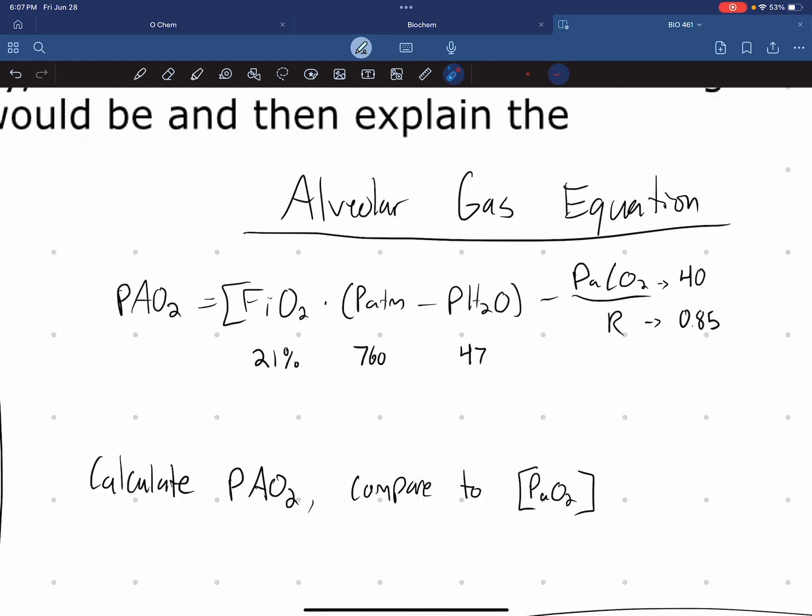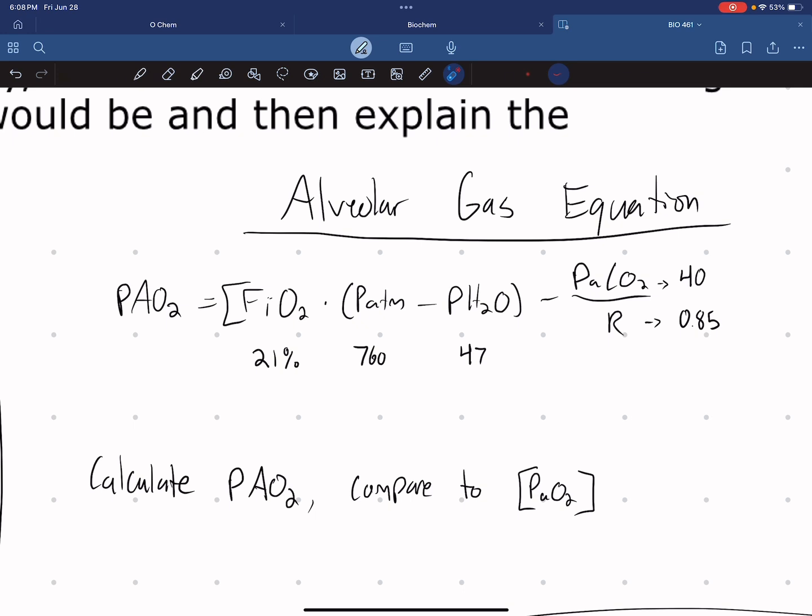So the next thing that we're going to talk about here is the alveolar gas equation. And so this can be written as the pressure of oxygen in the alveoli is equal to the inhalation of oxygen multiplied by the atmospheric pressure minus the water pressure. And all of that is subtracted by the arterial pressure of CO2 divided by R. And so there are common values that we can use when calculating this. So each of these values have kind of been decided based on normal ranges.